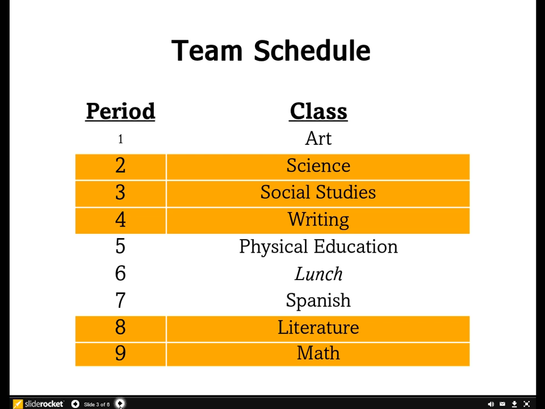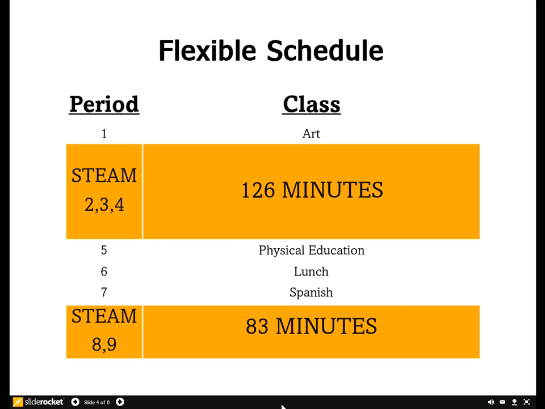What that allows us to do is view this as 2 separate blocks of time. So we have 2 blocks of time, one being 126 minutes, the other being 83 minutes. And if you look at the kids' schedules, they actually say for periods 2, 3, and 4, STEAM 2, STEAM 3, STEAM 4, and the same thing for periods 8 and 9.